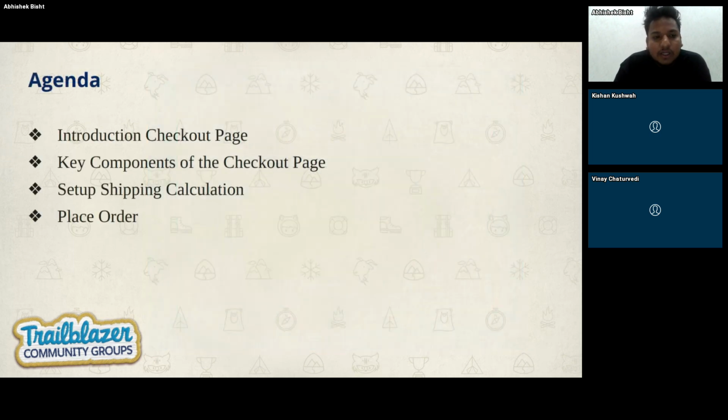So today's agenda is very clear. We need to place the order anyhow. Today's agenda items are introduction to the checkout page, key components of the checkout page, setup of shipping calculation, and the place order. We will discuss each and every one briefly.